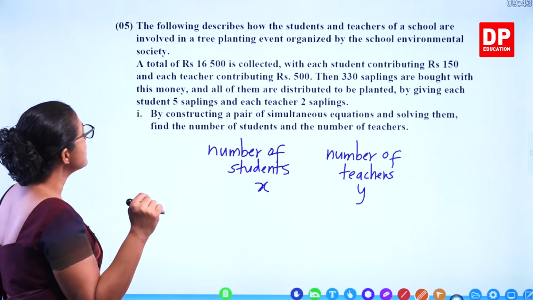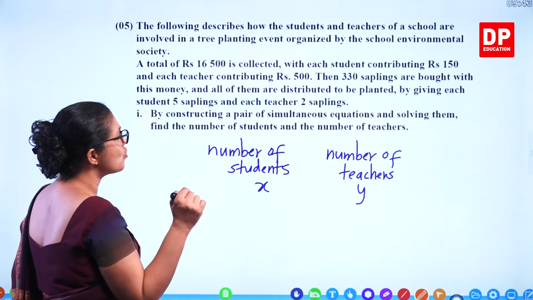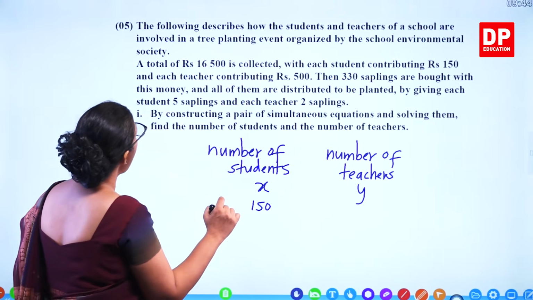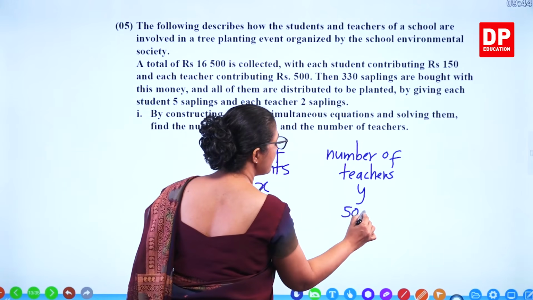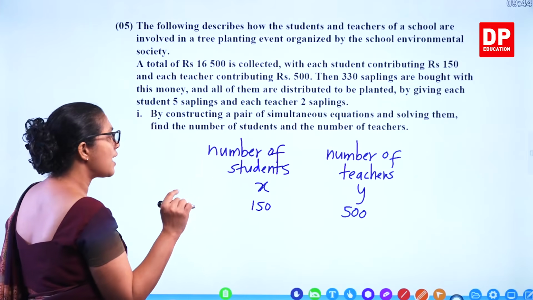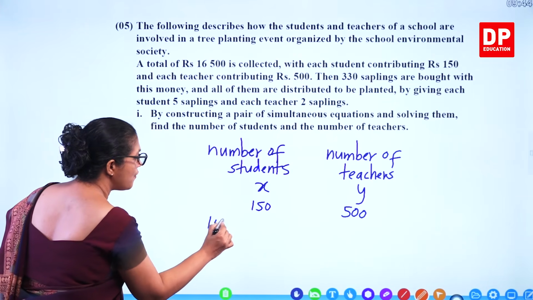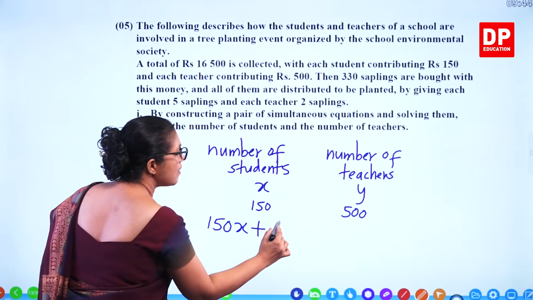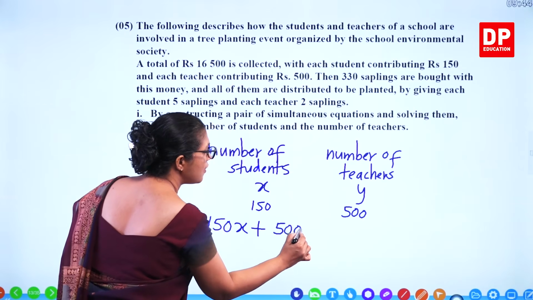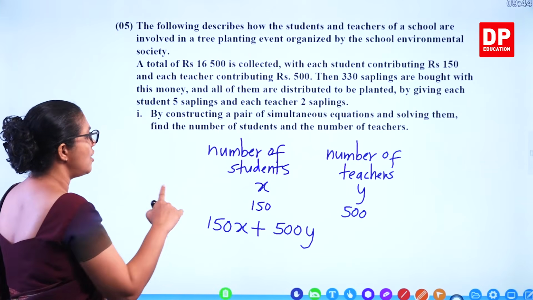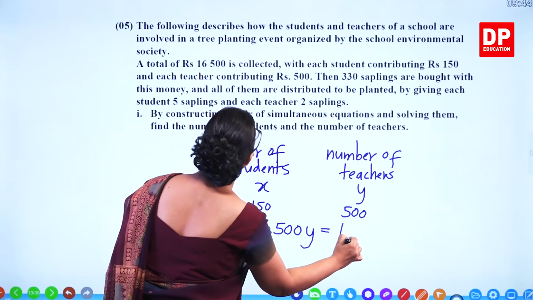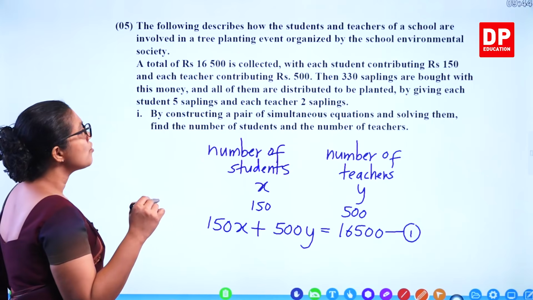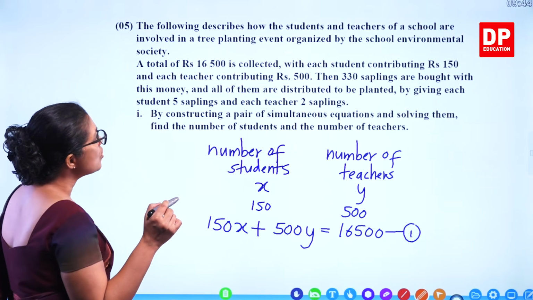A total of 16,500 is collected, with each student contributing 150 rupees and each teacher contributing 500. So that's the total. So we can make an equation. 150 for each student, and x students are there, and each teacher pays 500 rupees and y number of teachers are there. So the total is 16,500. That's your first equation. Now try to construct the other equation.